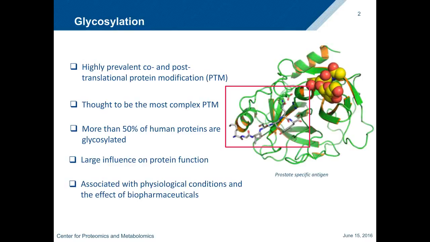We also know, looking at biopharmaceuticals, that these glycans can really affect the physiological conditions and also the effect of the biopharmaceutical itself. For example, if you have sialic acids at the end of your glycan chain, they might have a longer half-life compared to those biopharmaceuticals that don't have the sialic acid attached. So therefore, it's really important to do biopharmaceutical characterization.